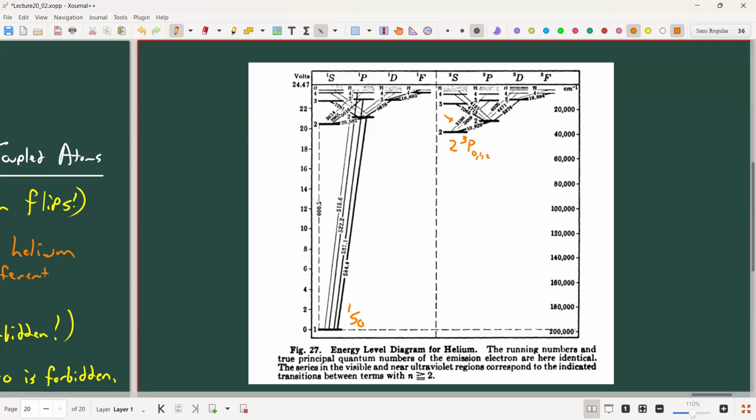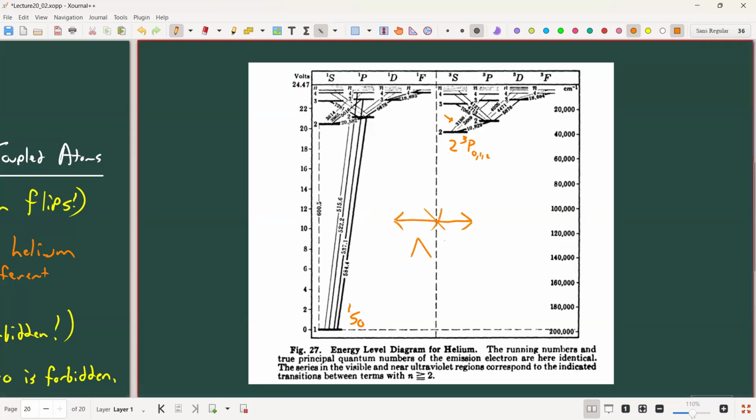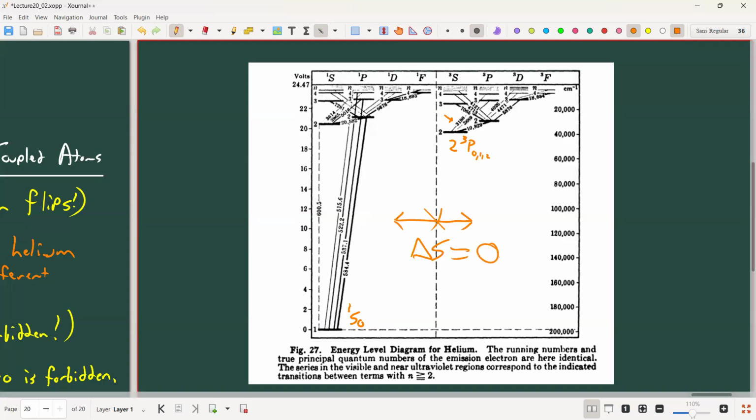And as you can see, all the states are connected. They don't cross. There's no crossings, because delta S is equal to 0. They can't cross. So you have 2 different manifolds of energy levels for helium that are, again, pretty close in energy. The singlet n equals 2 state is pretty close in energy to the singlet 3p state. This is the 1s0 state. They're pretty close in energy. But you can't connect them at all with light.